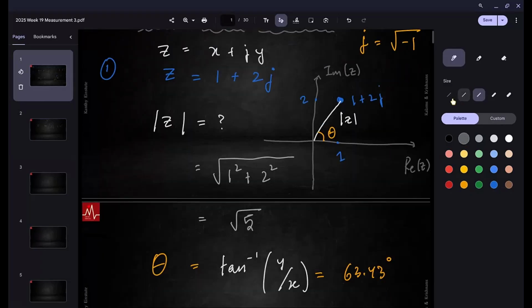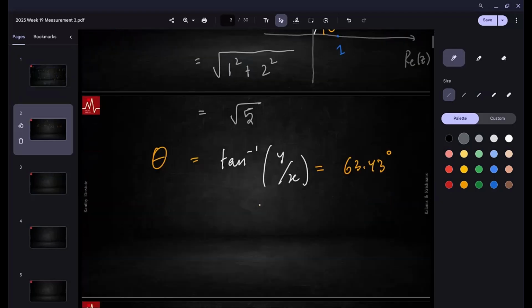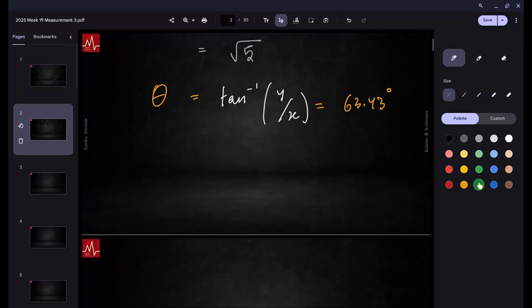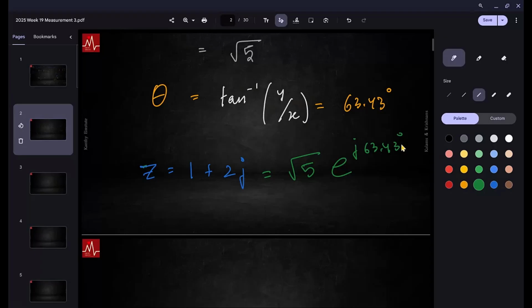Okay, so for a simple complex number, your absolute value is this. So given this, you can write this in what is referred to as a polar form or exponential form. Now you can also write this, notice z is 1 plus 2j, is the length into e power j 63.43 degrees. This is the exponential form.